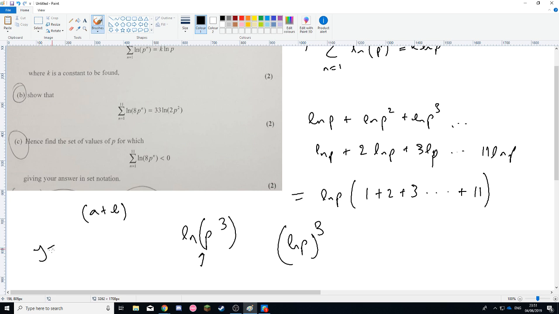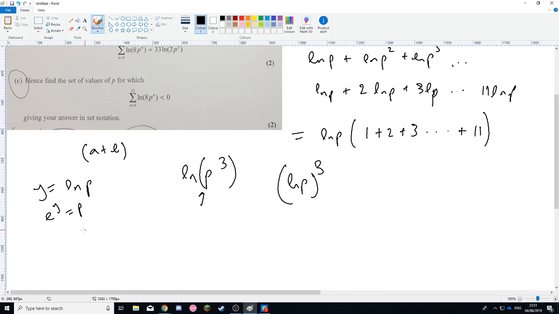Okay, yeah, you can say y is equal to ln of p. So then we have e to the y is equal to p. Now consider p cubed. P cubed is e to the y cubed, which is also e to the 3y. And that's the key thing. E to the 3y is the same as e to the y cubed. And this similarity is the reason why you can power down: ln of p cubed is the same as 3 ln of p.